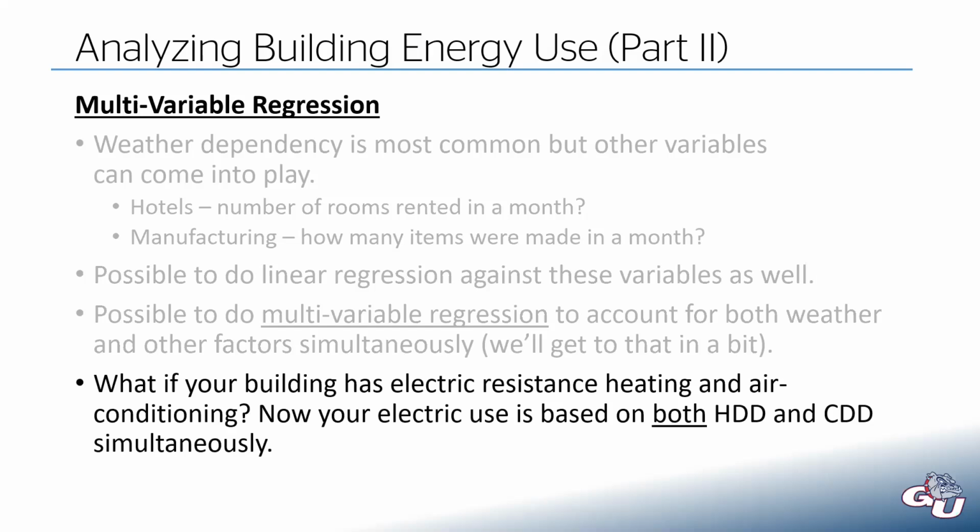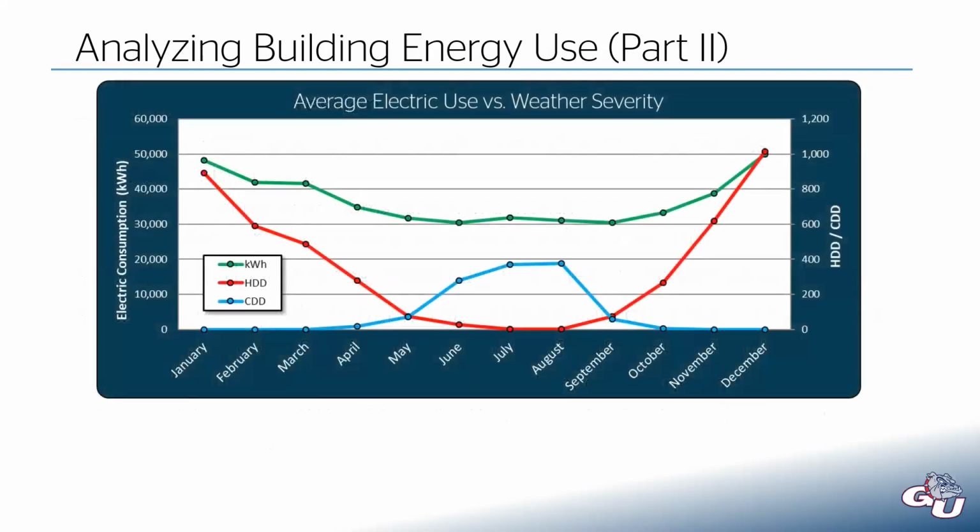So now in the winter months, your electric use is going to go up because you have electric heating. And in the summer, your electric use is also going to go up because you have air conditioning. And so now you have two variables for one output of your electric use. So here is an actual building.